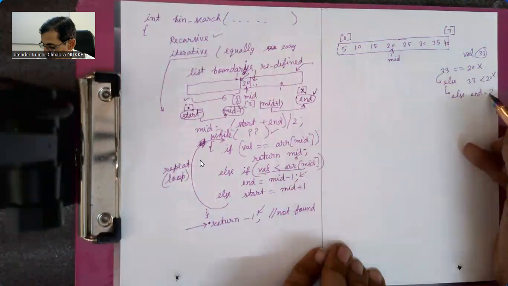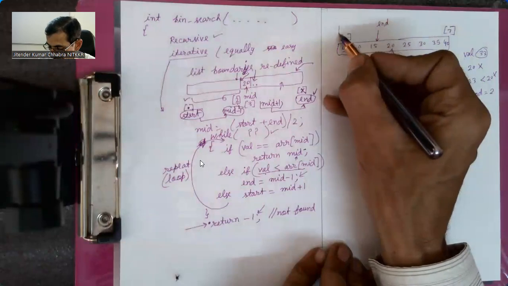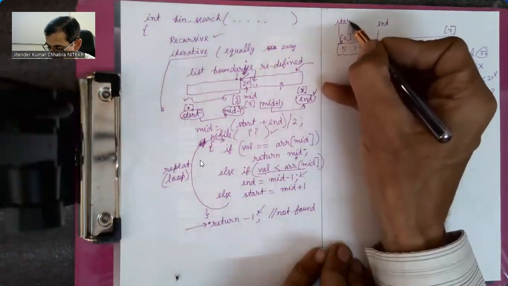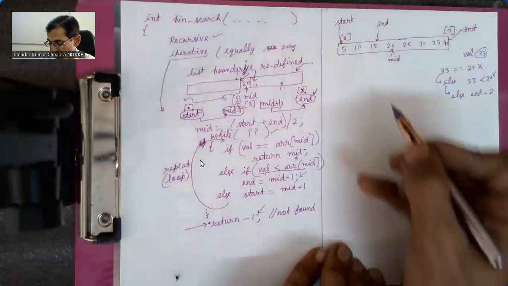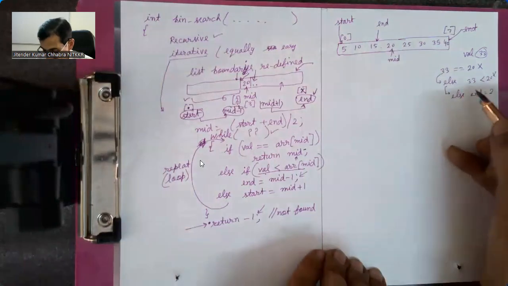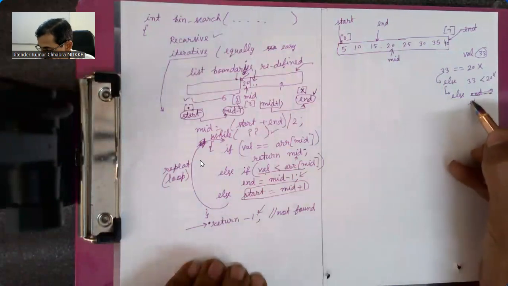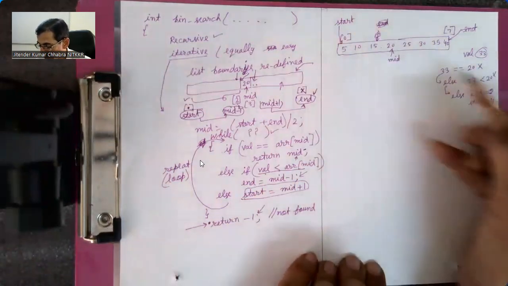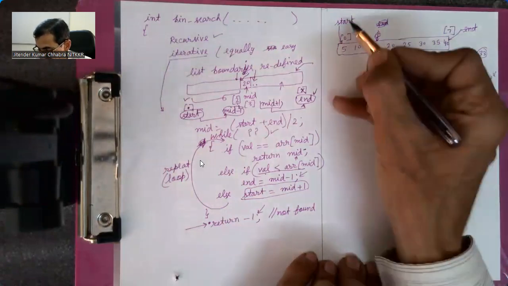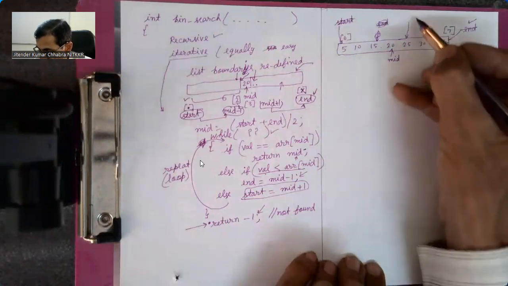What did you say? Else you said start equal to mid plus 1. That means start changes to 3 plus 1, that is 4, because I'm searching for a bigger value than 20. So I will be going into the right sublist. Earlier start was here. End will continue to remain here. Start will shift here.